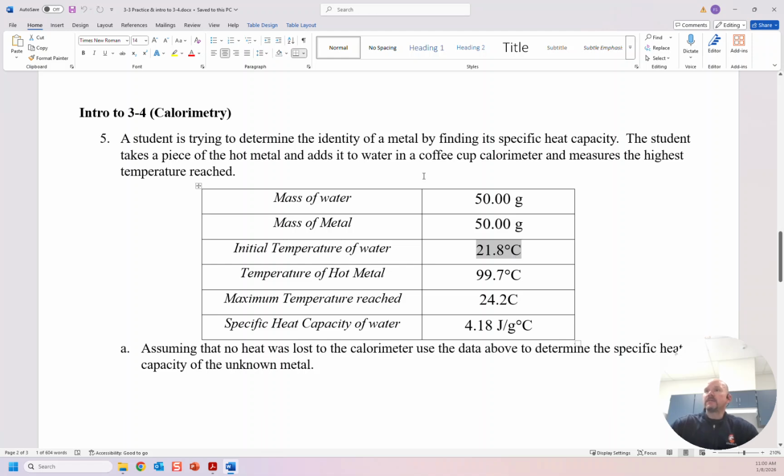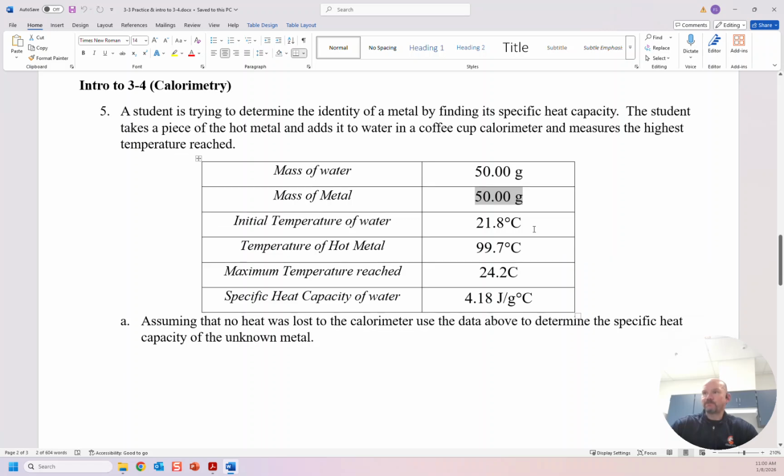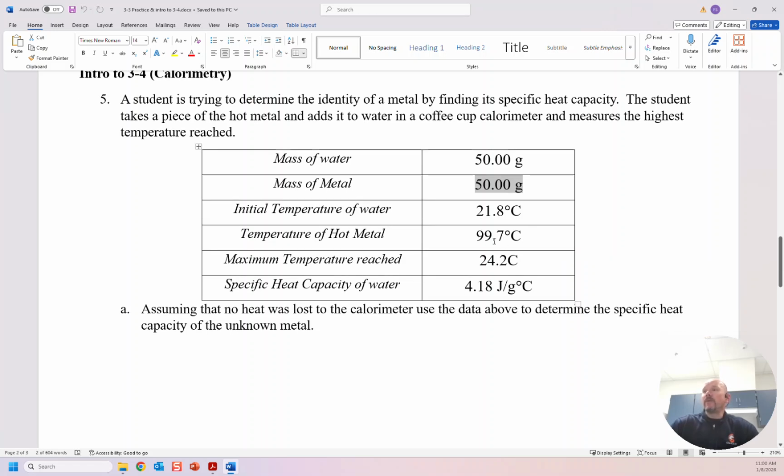And then they took a piece of unknown metal and they heated it up to 99.7 degrees Celsius, and the mass of the metal was 50 grams. Okay. And then what they did is they took the metal that was at 99.7 degrees Celsius and they put it into the water that was 21.8 degrees Celsius, and they monitored the temperature.